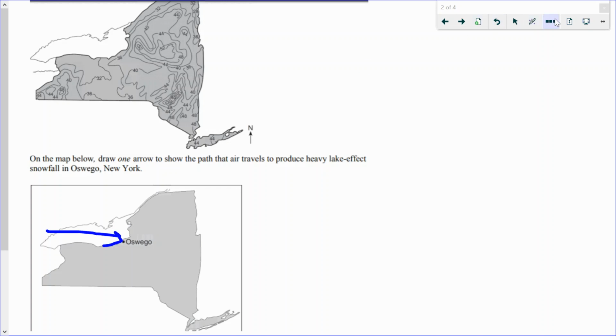Let me show you in red. If you drew something like this, that would not be good because it's not going over a big chunk of water. So you need a long travel over that lake to pick up extra moisture. So this would not be a good one. More lengthwise, parallel with the direction of the lake, would be a better path.